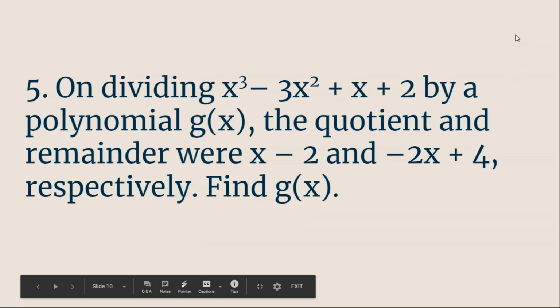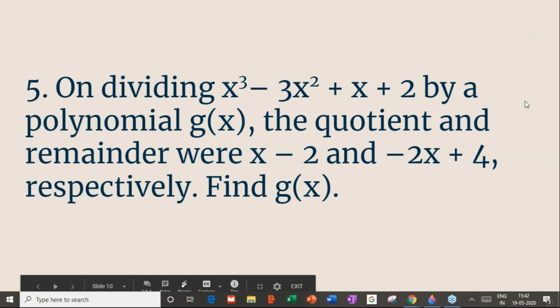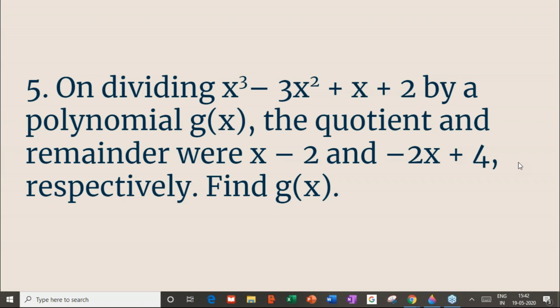Okay, we'll go to the next question. On dividing x cube minus 3x square plus x plus 2 by a polynomial g of x. Okay, so here the quotient is given and the remainder is given. Find g of x. Again, make use of the division algorithm. Let's see who gets it. You have to go one more step beyond that. This is not just applying the division algorithm, but okay, let me see who gets this.